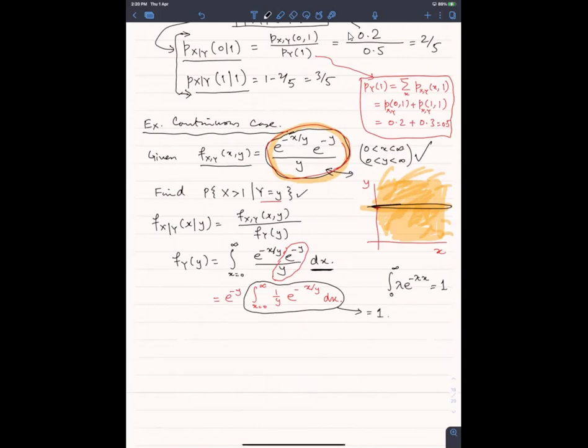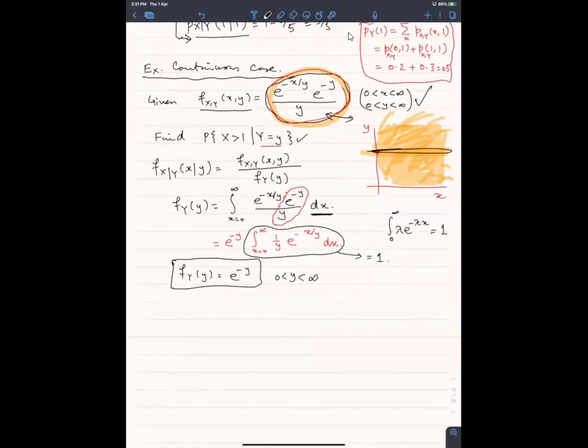So f_Y(y) turns out to be simply e to the minus y, with y between 0 and infinity. And if anyone recognizes this, this is also an exponential distribution with parameter lambda equal to 1. So very interesting.